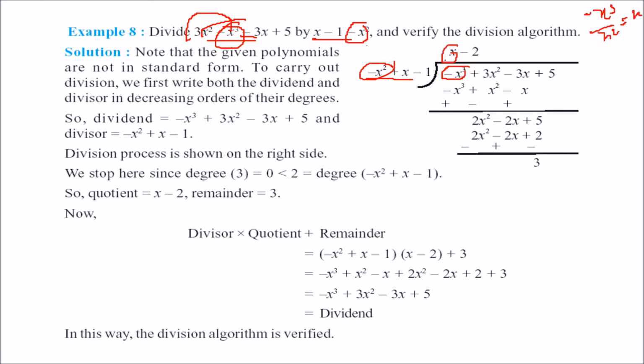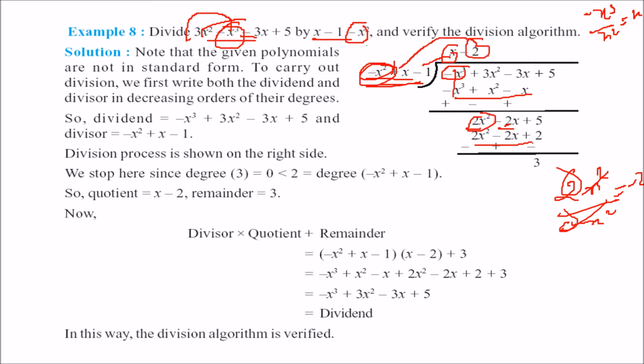X. Place x here, multiply x with the whole of these, place it here. Now do the subtraction or the addition. You can add, and this can be 2x square and this will be minus 2x. Now this is minus x square, this is 2x square. Divide. 2x square divided by minus x square. What do you get? Only minus 2. Place minus 2 here, multiply this minus 2 with this and place it here.